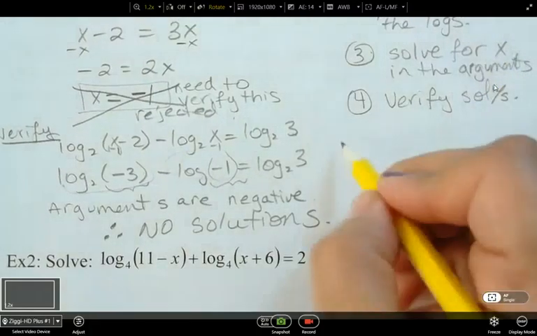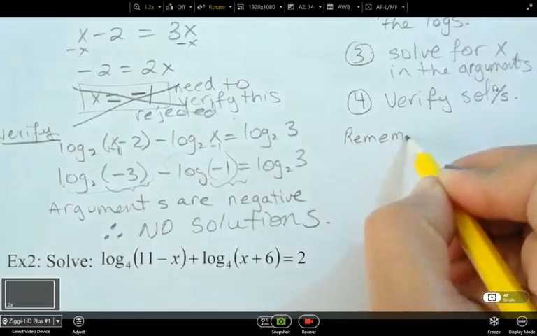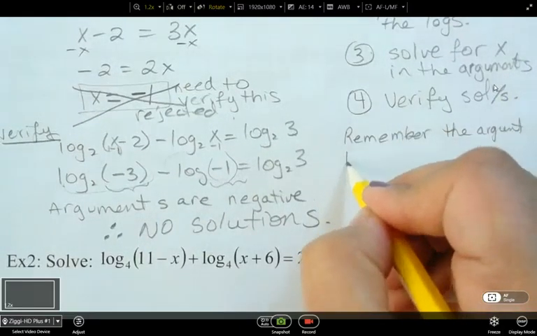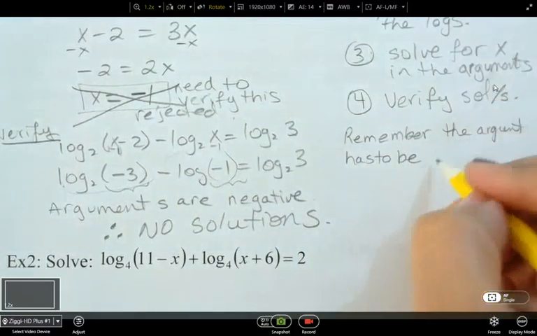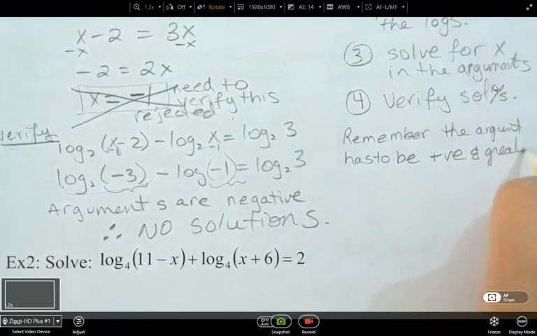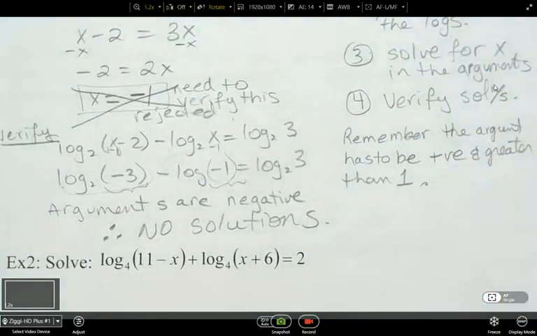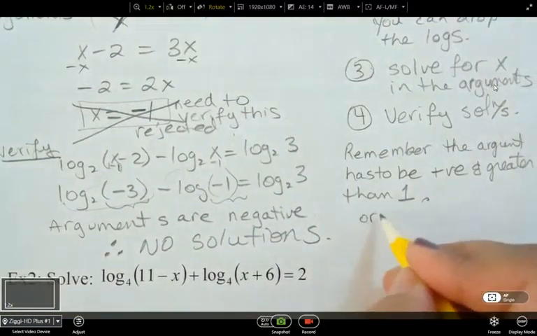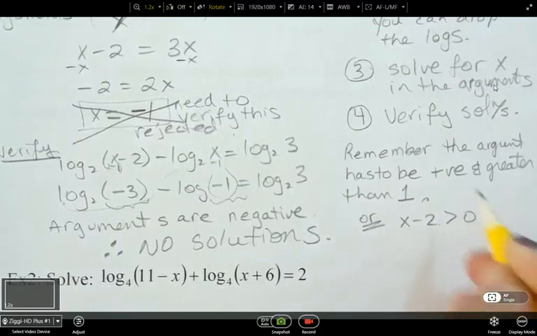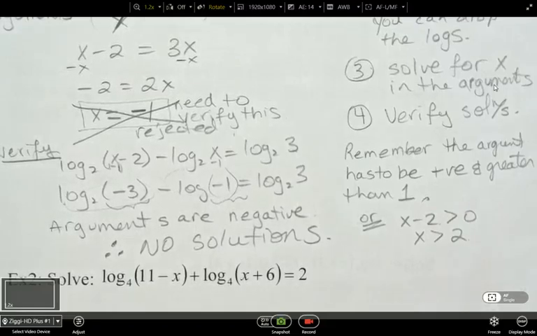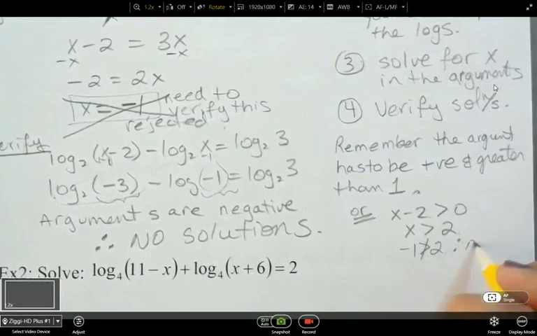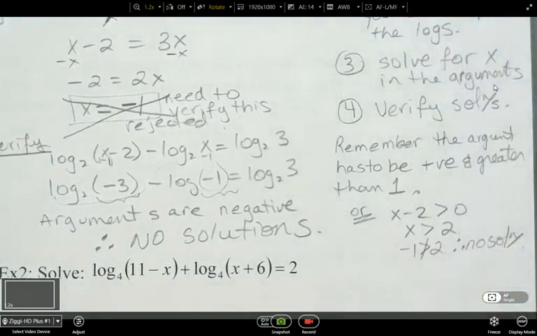And just to talk about our domain, just remember that the argument has to be positive. Okay? So we can also check the domain of this up here and notice that x minus 2 has to be greater than 0. And we need x to actually be greater than 2 in order for it to be a valid solution. And we end up getting x is negative 1. So x, negative 1, is not greater than 2, so there's no solution. There's a number of ways that you could show that there's no solution to this.